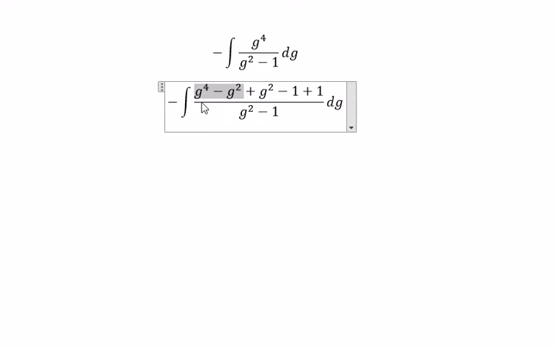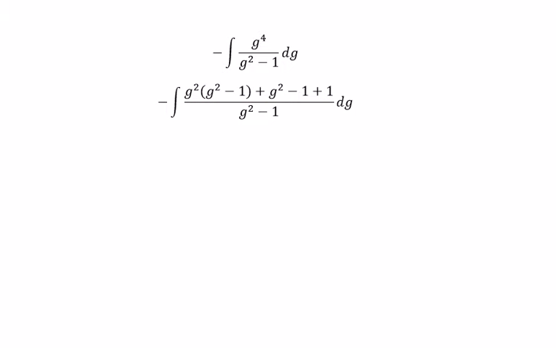This one we can do factorization. And g square minus 1 and g square minus 1 divide to this one. You got negative, and we have the integral of g square plus 1 plus 1 over g square minus 1.